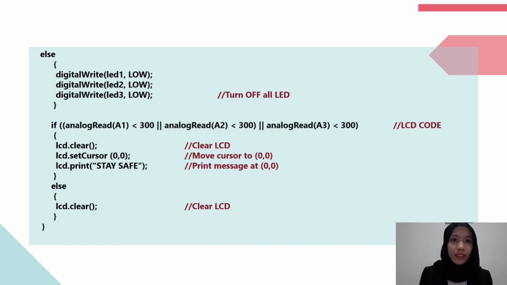Lastly, we code for the LCD using another if-else statement. This if statement uses the logical operator OR. The statement is that if the value of IR1 or IR2 or IR3 is less than 300, it will enter the if loop. In this loop, we use lcd.clear to make sure the LCD screen is clear, then move the cursor to 0,0 by coding lcd.setCursor(0,0). Lastly, the code lcd.print("Stay Safe") prints the message Stay Safe. Else, the code lcd.clear will clear the LCD screen. And that is all for our Arduino coding to program our automated street light.